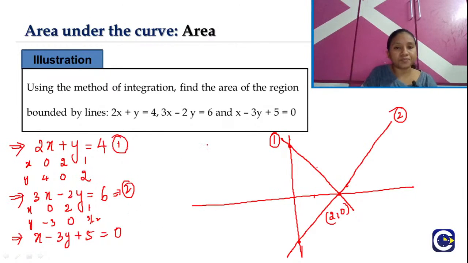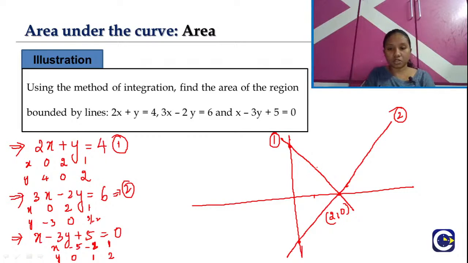Let's move on to the next, that is x minus 3y plus 5 equal to 0. Let's substitute y = 0. Then x will be minus 5. Let me take y = 1. Then it will be 5 minus 3, 2, so minus 2. Let's take y equal to 2. Then it will be 6, so minus 6, minus 1, it will become 1. So we'll have x = 1 and y = 2.